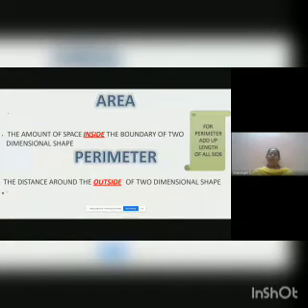Now, first of all, I want to tell you about what is an area. The amount of space inside the boundary of a two-dimensional shape is called area. Perimeter is nothing but the distance around the outside of a two-dimensional shape. Means add up the lengths of all the sides. Those are called the perimeter of a particular figure.